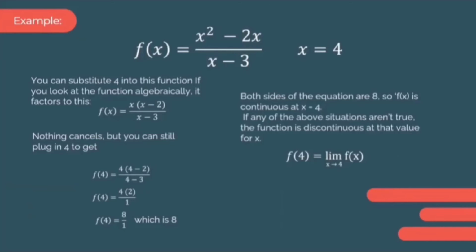If any of the above situations aren't true, the function is discontinuous at the value of x. f(4) is equal to the limit of f(x) when x approaches 4.